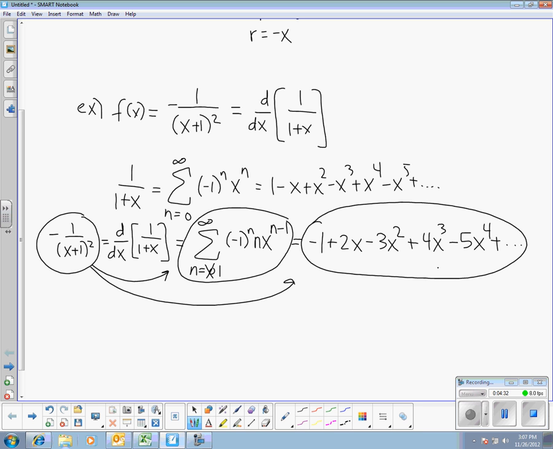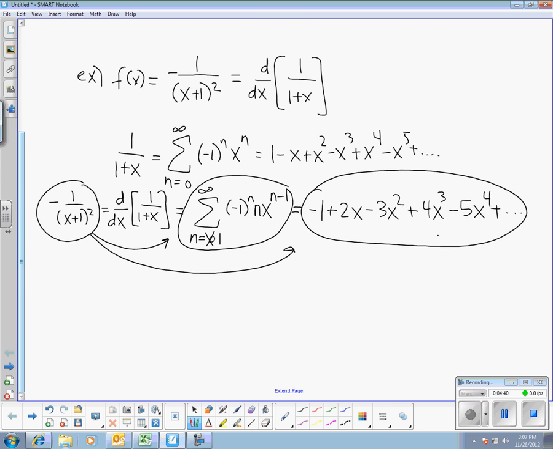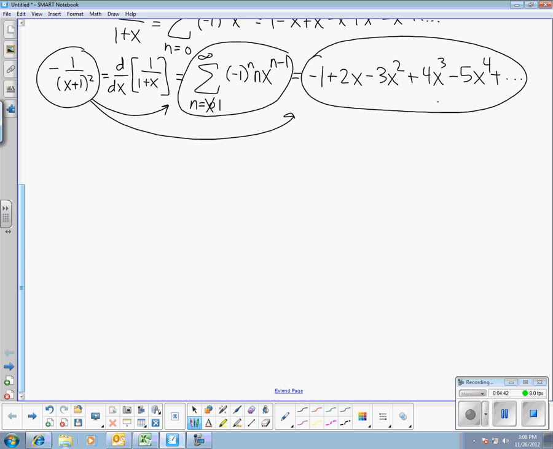So this is just one more way I can give you a function and ask you to find an infinite series representation of that same function. One more example, and this is one that here's what they tell you.